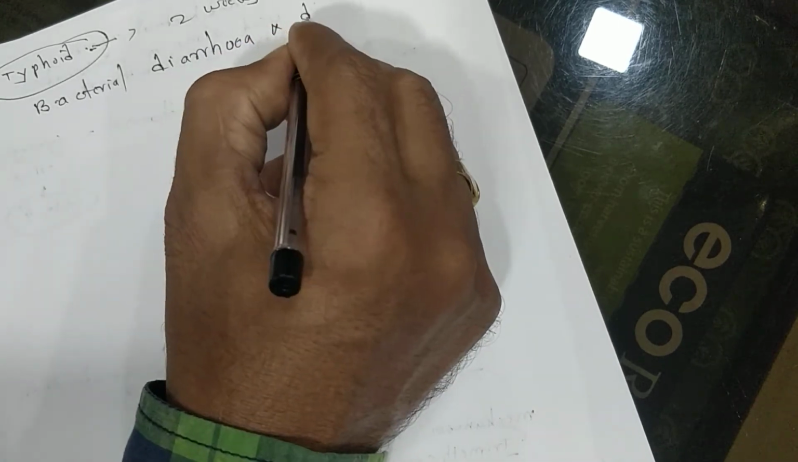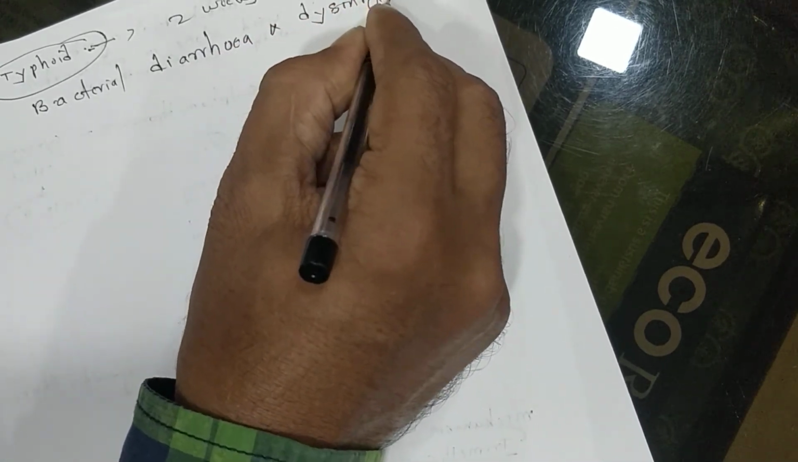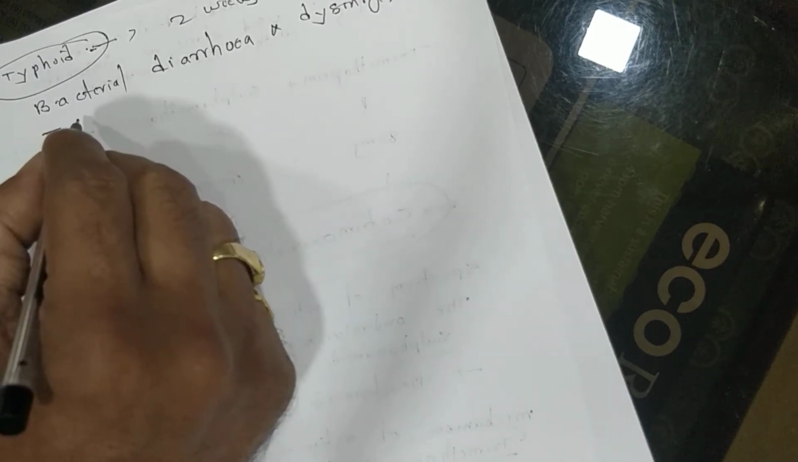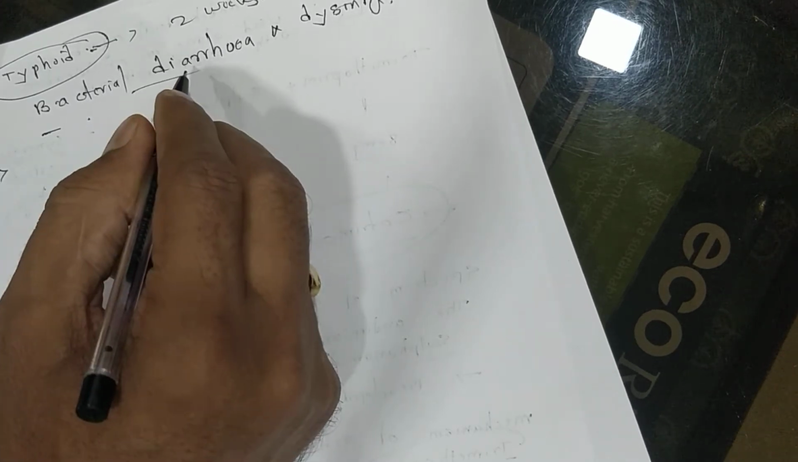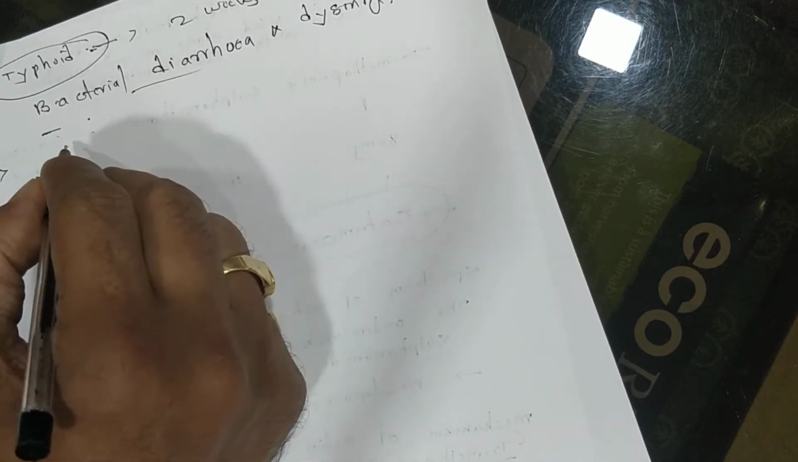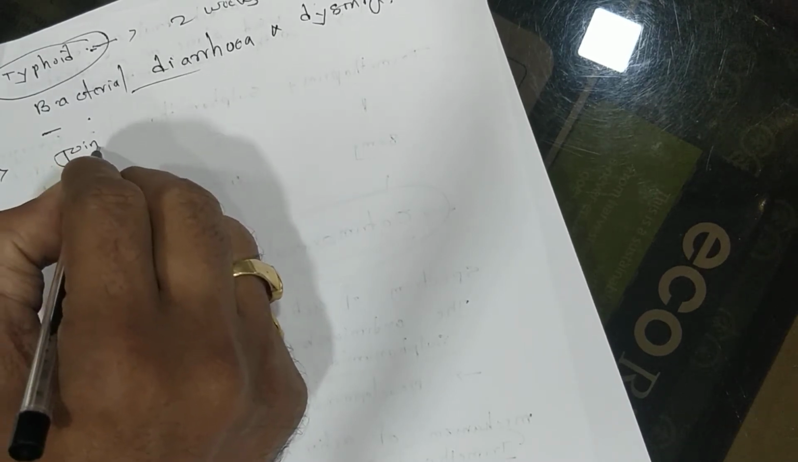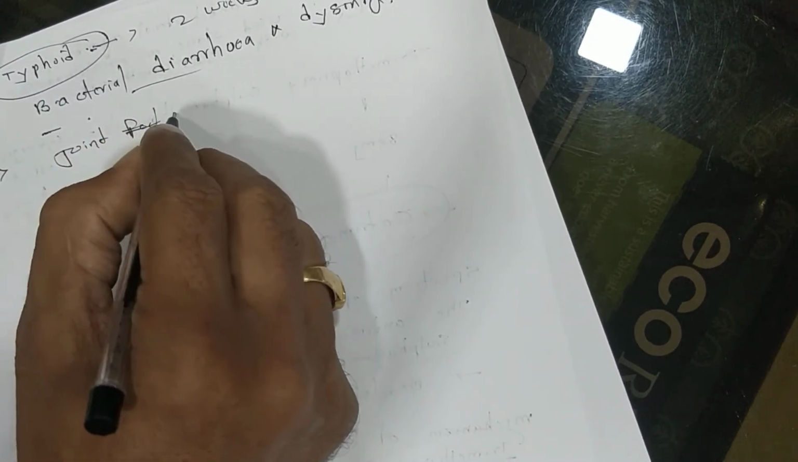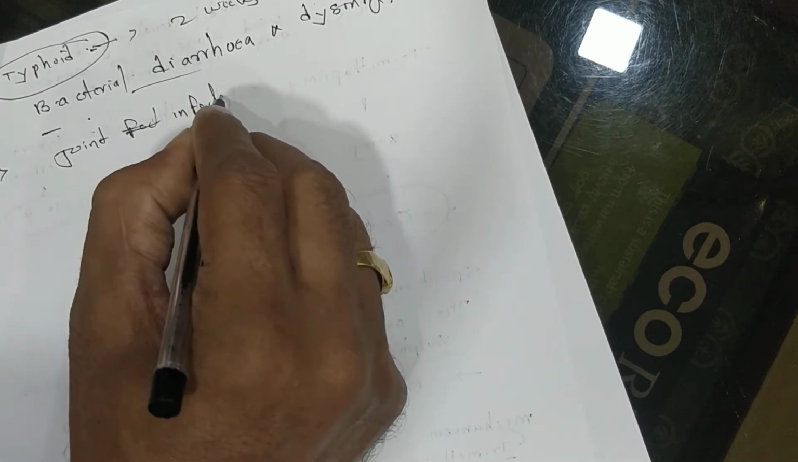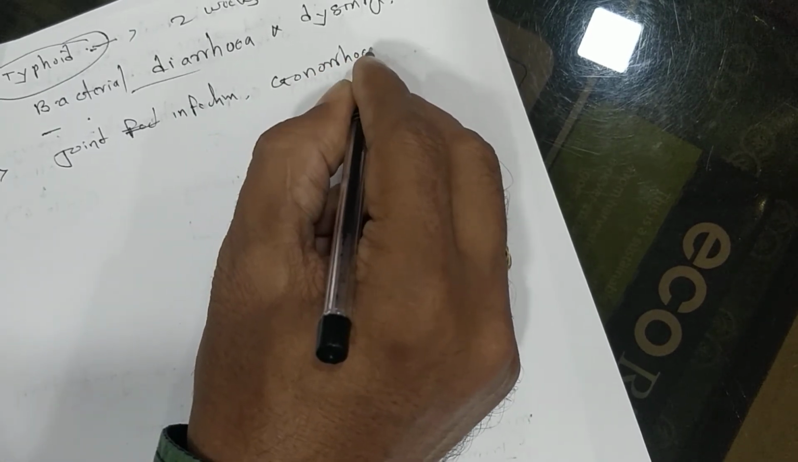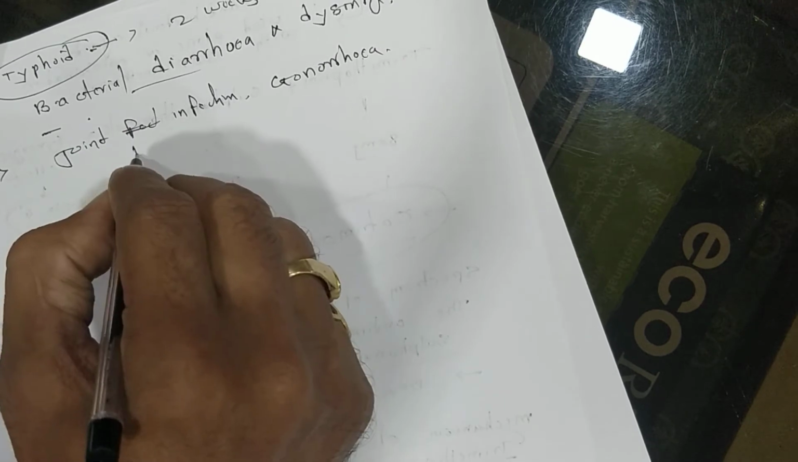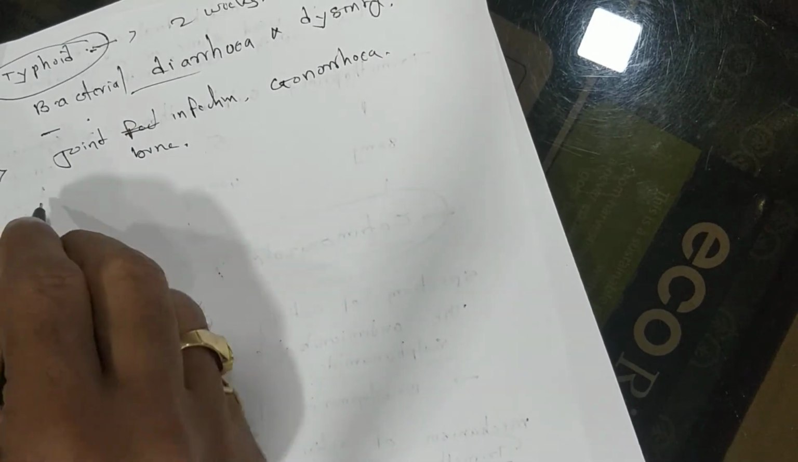Bacterial diarrhea and dysentery. Cotrimoxazole is commonly used in treatment of bacterial diarrhea caused by infection due to bacteria, and it is used in treatment of joint infection, gonorrhea, and bone infections. Now these are used.